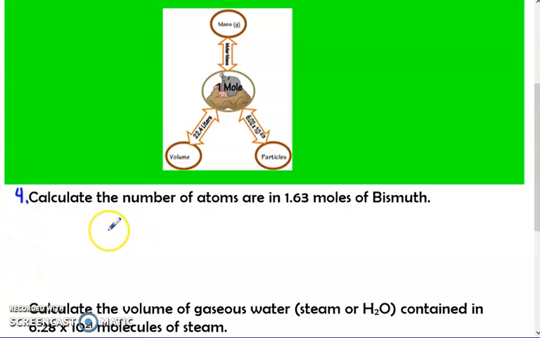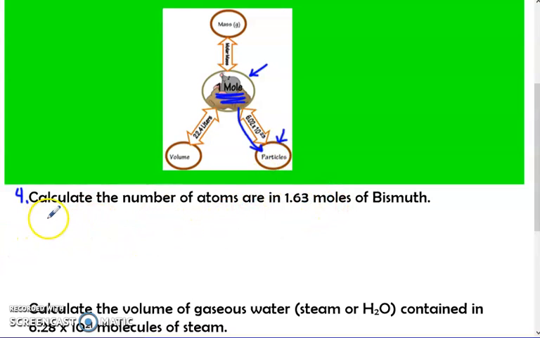Okay, here we go. Calculate the number of atoms that are in 1.63 moles of bismuth. Well, we're starting at moles, and we need to go to number of atoms. So we're starting at Moleville, right there, and we're going to use Avogadro's road to get down here to particles. Okay, so there we go.